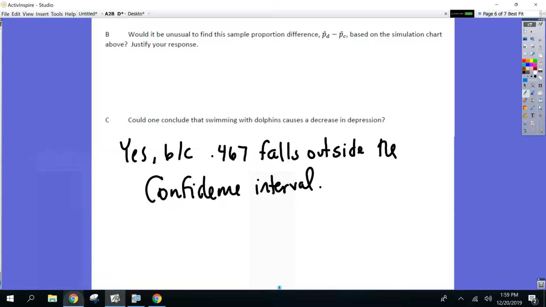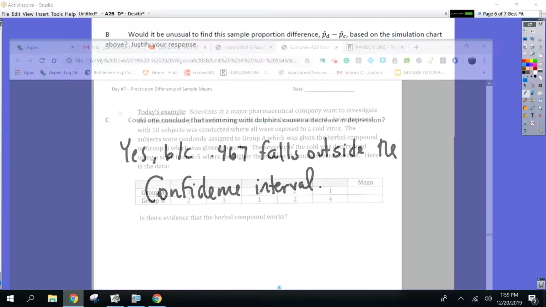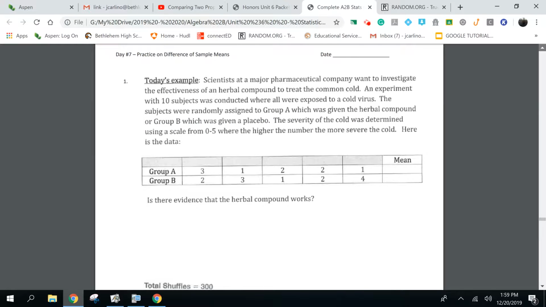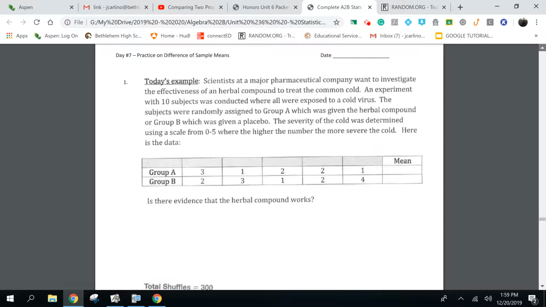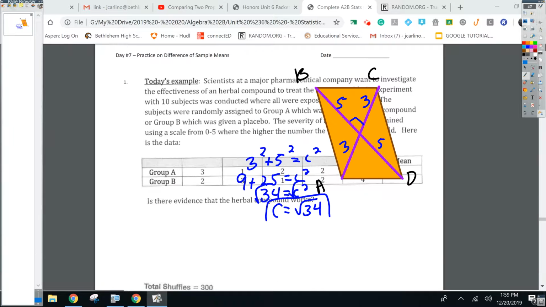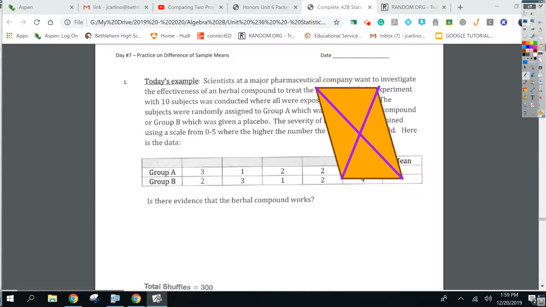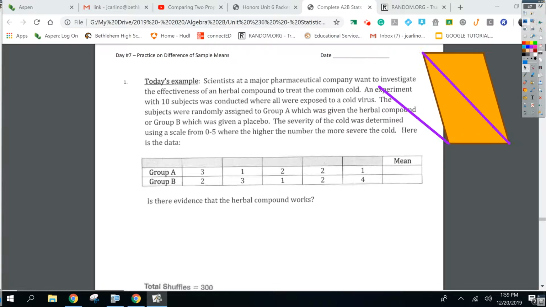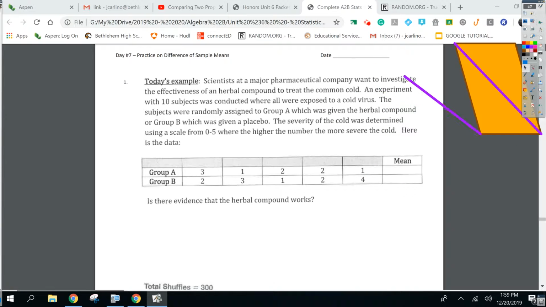Okay, what do you got for me? You guys could just tell me here, what's the mean for Group A? 1.8. 1.8. How about the mean in Group B? I have 2.4.